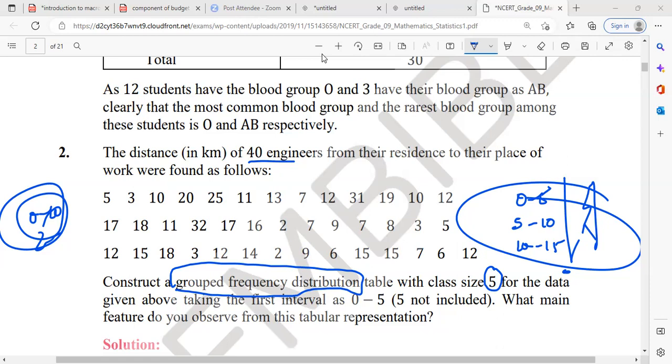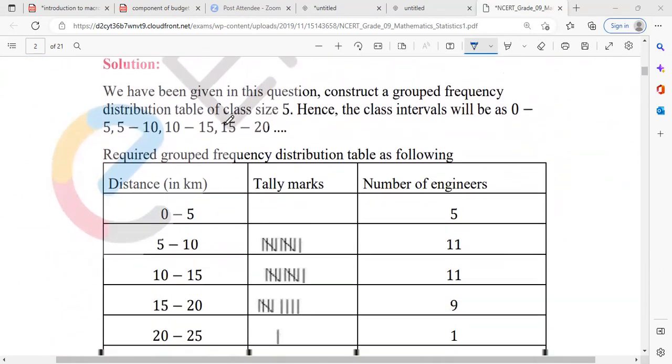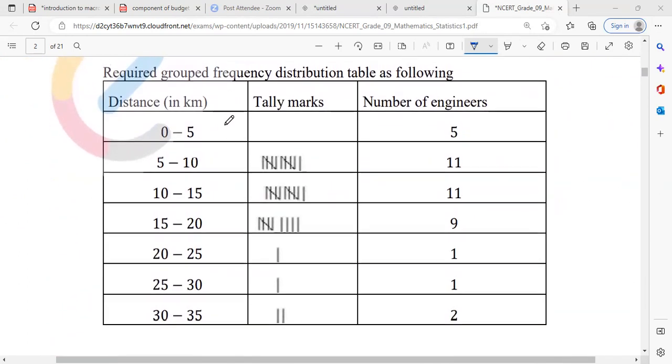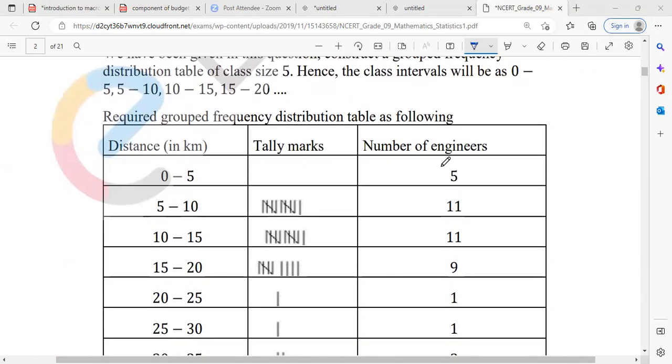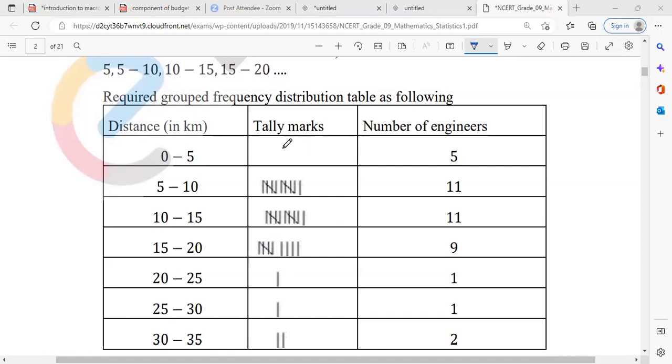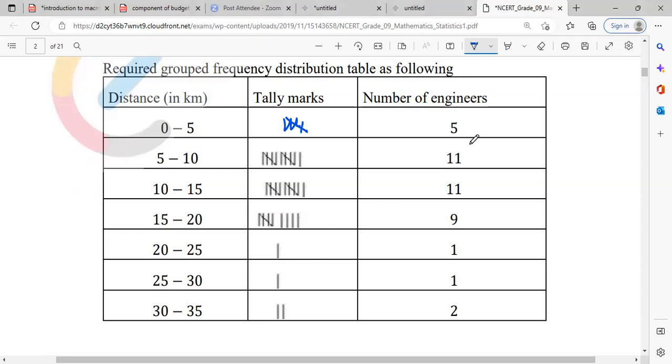Now I'm done. Okay, so how does it look like this? Over here, 0 to 5, how many numbers are there? 5. Yes, ma'am. So over here, they have missed it. It is this. 5 to 10, 11. 10 to 15, 11. Then 9, 1, 1 and 2. Right?